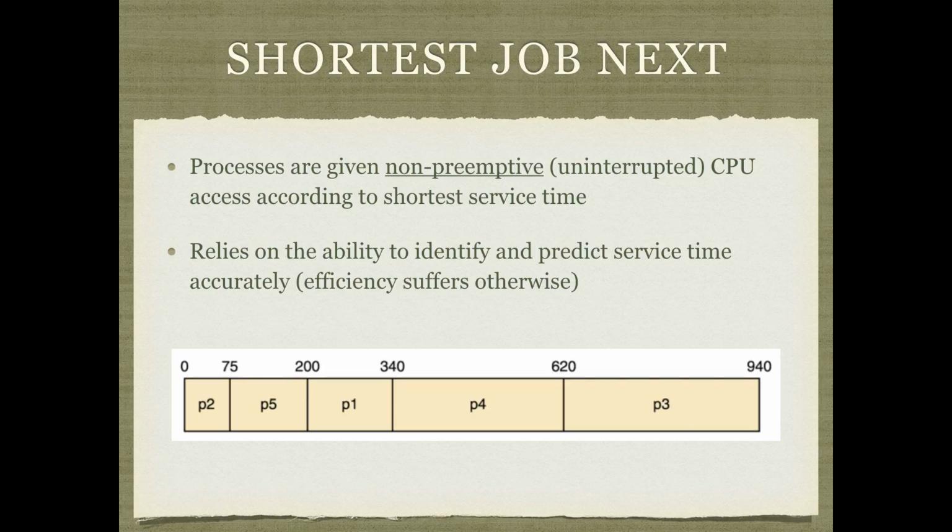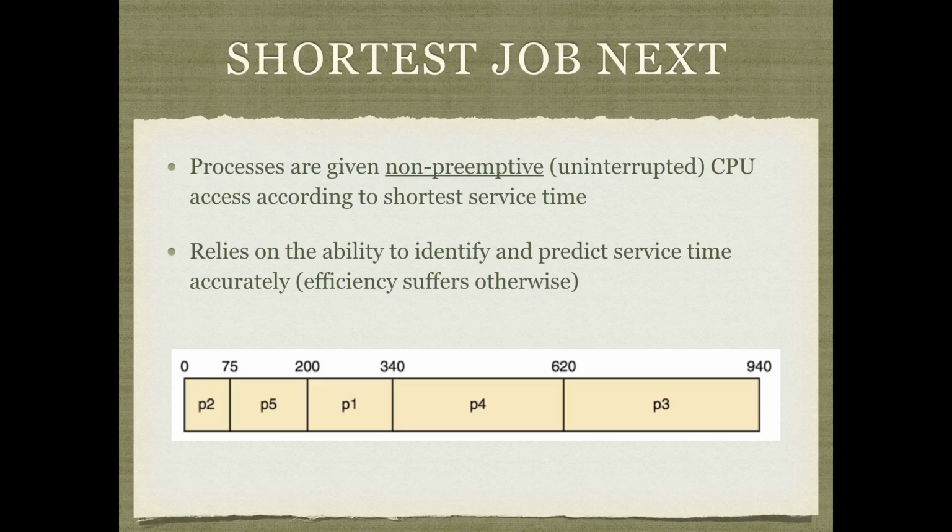All right, so shortest job next is another fairly obvious algorithm. Processes, again, are non-preemptively scheduled, which means once you get control of the CPU, you run until you're done. In this manner, we now have to be strategic about the order in which the processes are scheduled. You can't just put the next one on the CPU as it arrives.